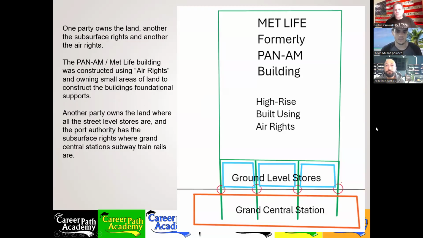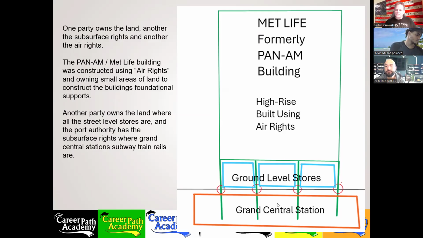Here's a picture I drew of the ground level over here. At the street level, you got a bunch of stores on the first level. Beneath the surface of the earth here, you got the actual train station of Grand Central Station. And in the front of the building, the MetLife building, you have the entrance to Grand Central Station up here. And then above the Grand Central Station, that's beneath the surface of the earth, you have the MetLife building. So you could have one little area of space where you have three different owners.